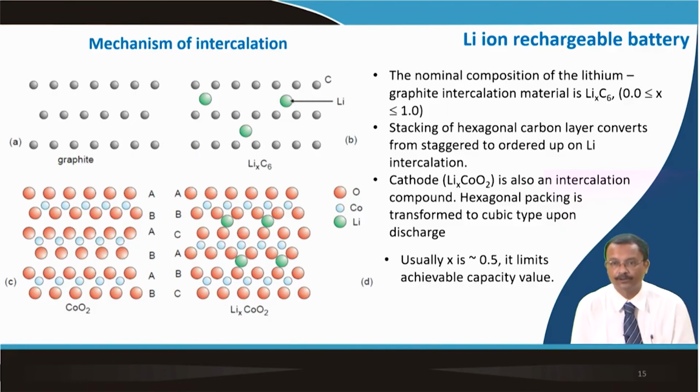Already while I was talking about the crystal structure, I introduced this concept. Usually you can take about 0.5 moles of lithium from this structure. If you take more lithium out, the structure collapses.